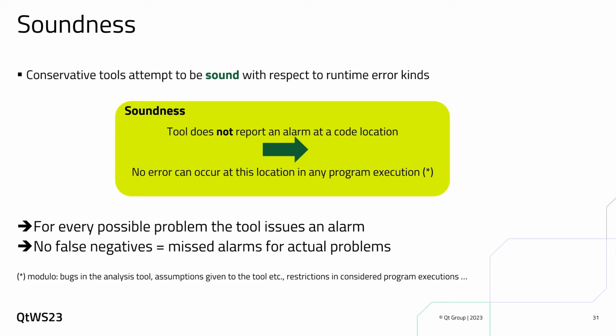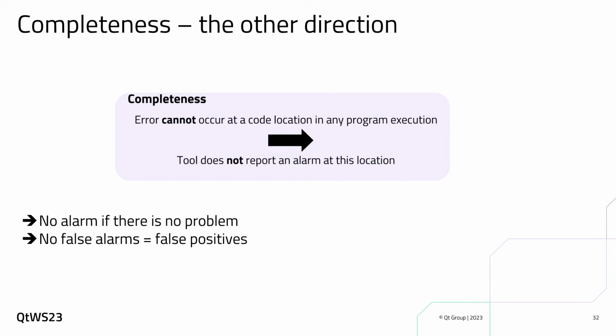Of course, there can still be bugs in the analysis tool. You can configure your tool wrong. There are a lot of things that can still go wrong, but this is the objective of a sound tool. And you can turn it around. Yeah? You can have the other way around, which normally is called completeness.